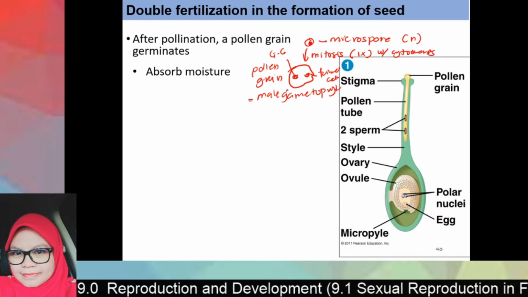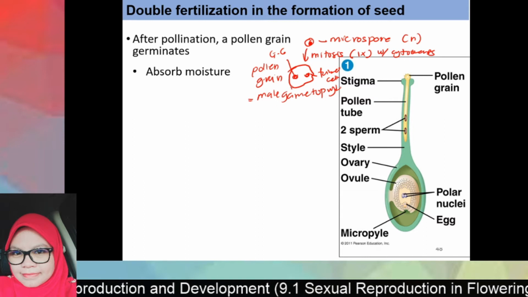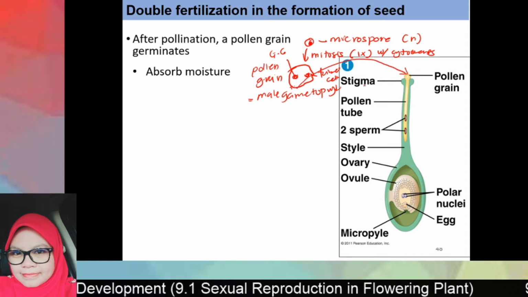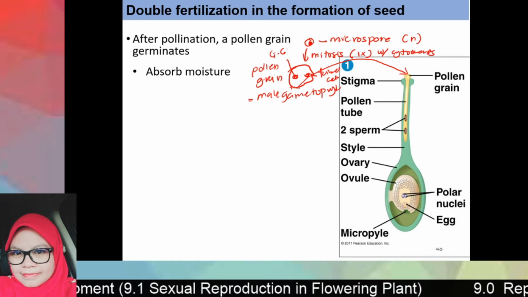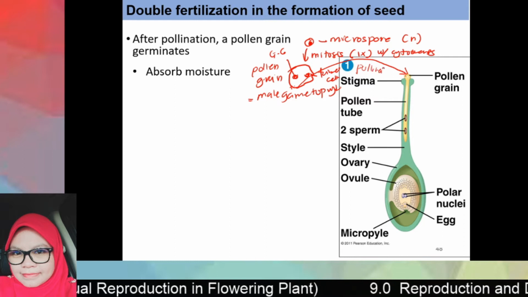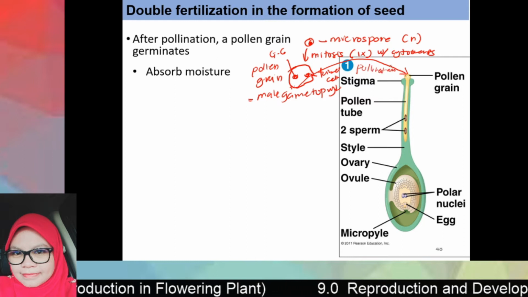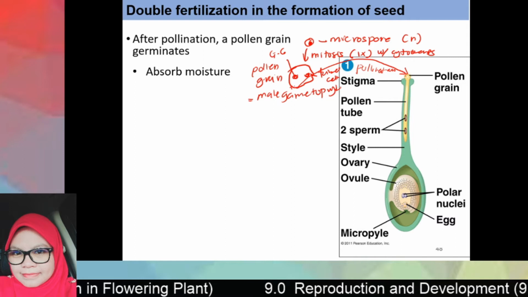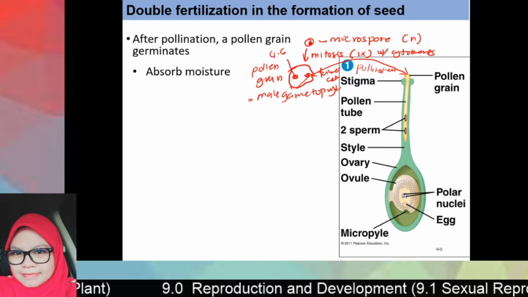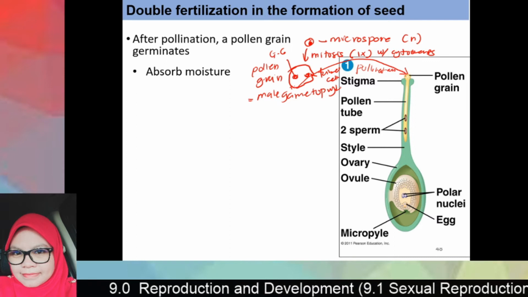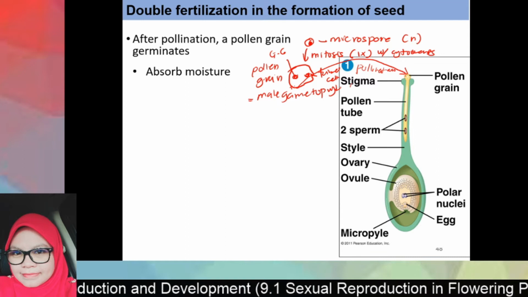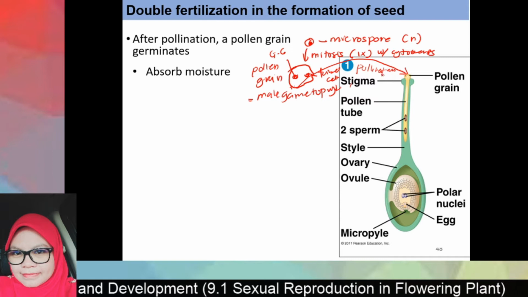Since the pollen grain is being produced, it needs to be transferred onto the stigma. The process of transferring the pollen grain onto the stigma is called pollination, which is helped by pollinators such as wind, water, animals, any types of pollinator. So the process of transferring the pollen grain onto the stigma is called pollination.